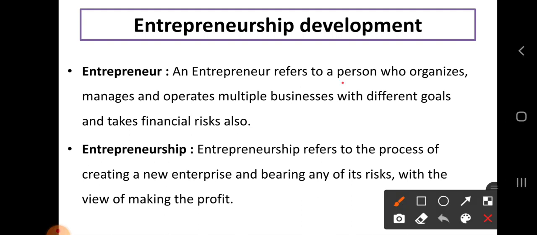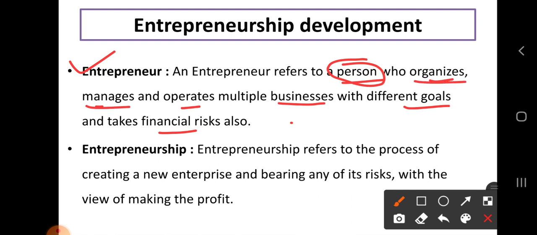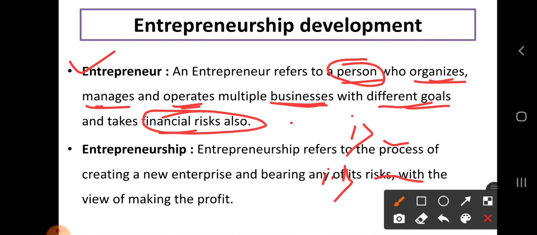An entrepreneur refers to a person who organizes, manages and operates multiple businesses with different goals and takes financial risk also. So an entrepreneur is simply any person who organizes, manages and operates multiple businesses with different goals, like making profits or providing products and services to the consumers or satisfying the needs of consumers. And he takes financial risk also, because he is doing investment activities. He is investing some money, some finance from his own pocket into the business activity.